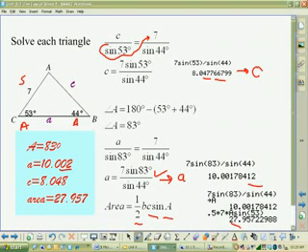Will you count us wrong, Mr. Wagner, if we're not correct to 3 decimal places? Yes, I will.